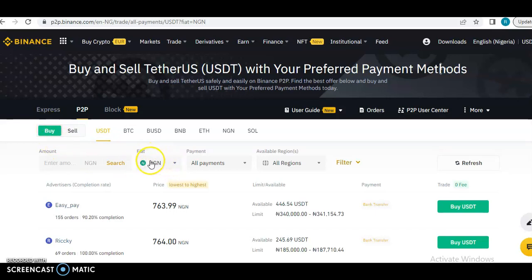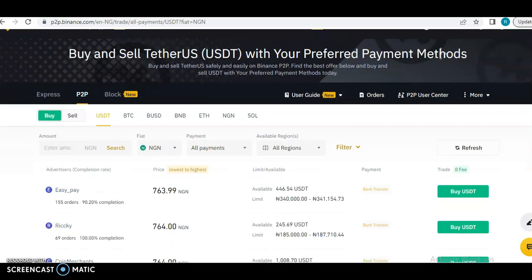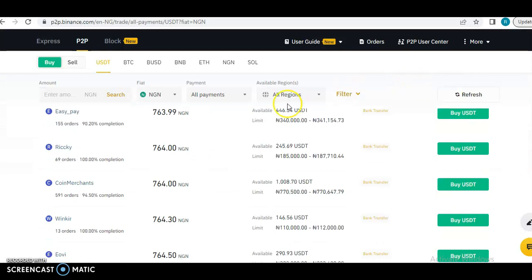If you are in Nigeria, it should be NGN. But if you are in another country, then you have to select your own fiat currency here. It's okay to leave it on payment. Then you just have to scroll down and look at the different transactions here.